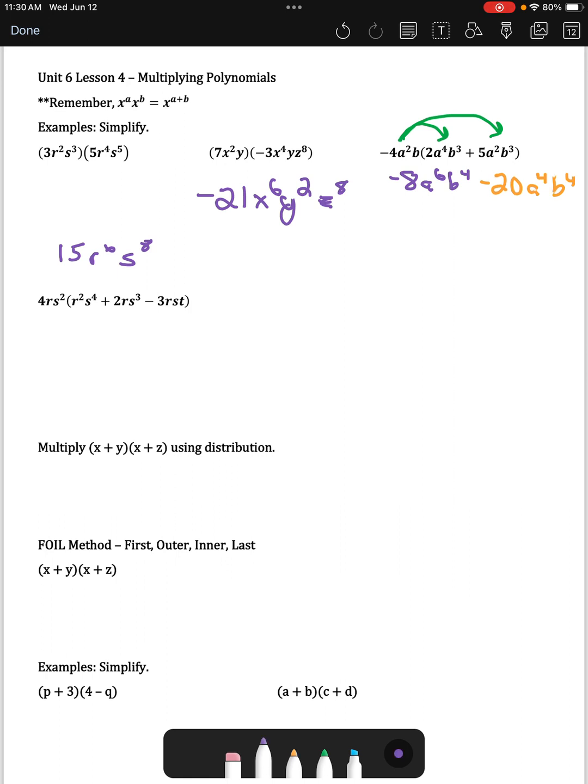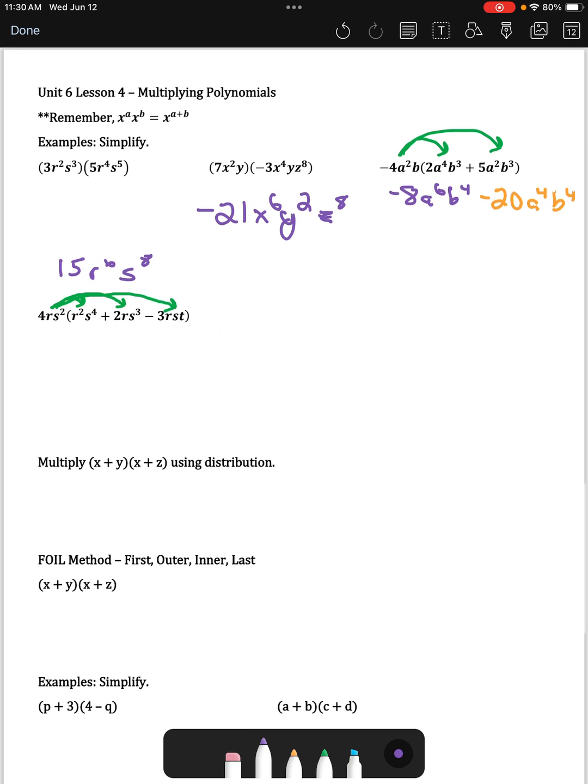Final example for today, we are doing triple distribution. So we're giving 4rs squared through this trinomial. First piece, 4 times, well, no coefficient. Well, that's not 0, it's an invisible 1, so we have the 4. R times r squared is r to the third, 1 plus 2. S squared times s to the fourth is s to the sixth, 2 plus 4.